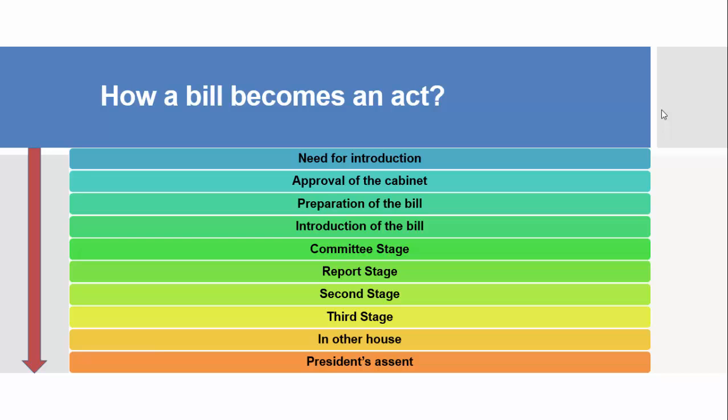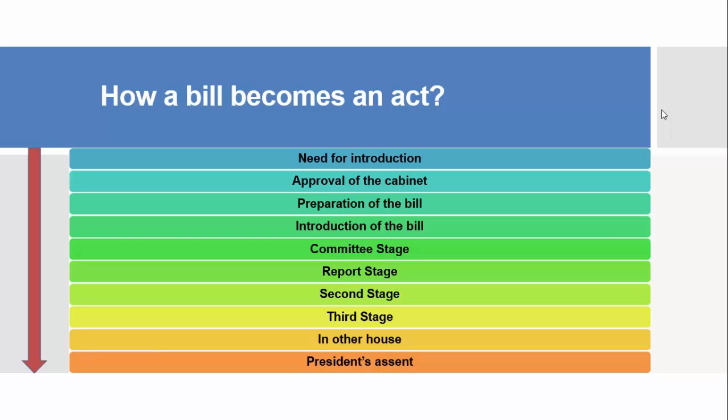The third stage of the bill is preparation of the bill. In this stage, the bill is prepared by the law ministry as per the guidelines of the concerned minister. Another stage is introduction of the bill. The bill is introduced in Parliament by the minister at the appointed time. A money bill can be introduced in the Lok Sabha only.